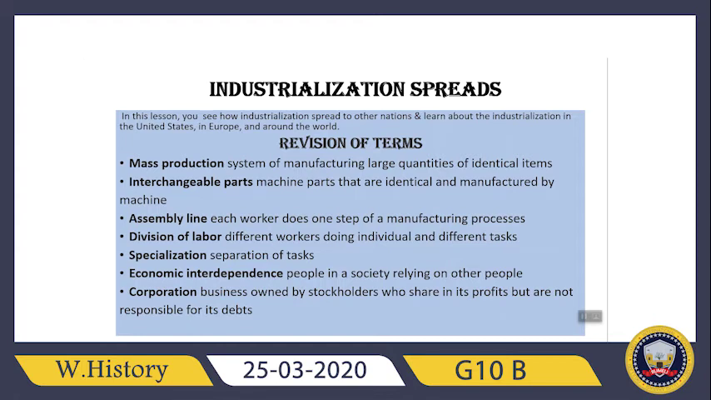Then you will read a term, assembly line. Assembly line is basically where each worker does one step of a manufacturing process. Division of labor means different workers doing individual and different tasks. Then specialization, very easy. Separation of tasks. And economic interdependence is people in a society relying on other people. This is called economic interdependence. At the end we have another term, corporation.